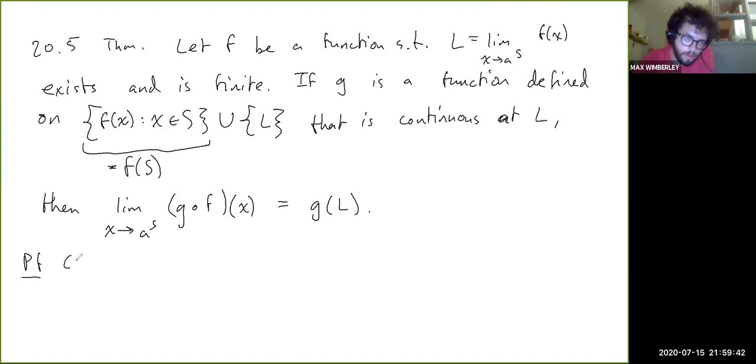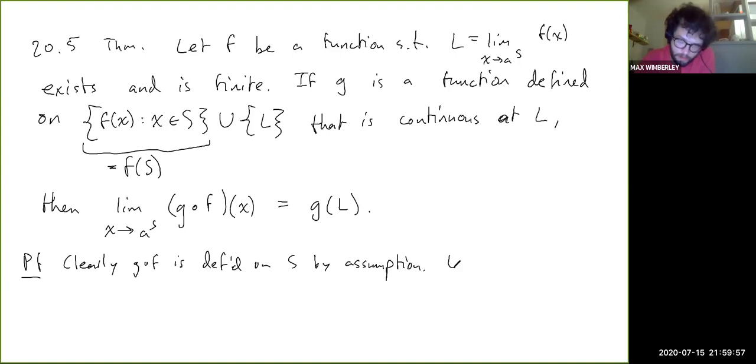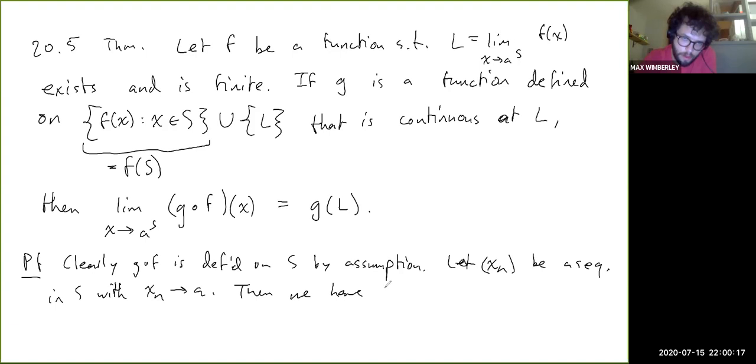So clearly g compose f is defined on S by assumption. Let xn be a sequence in S with xn having limit a, then we have L is the limit of f of xn.